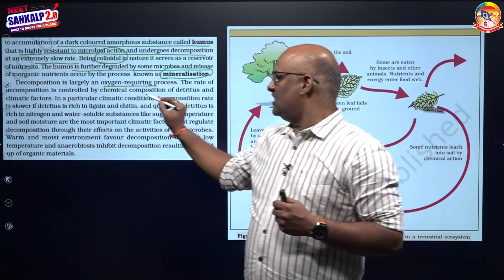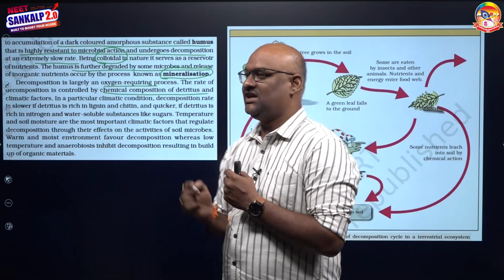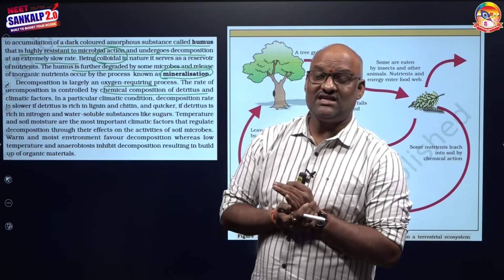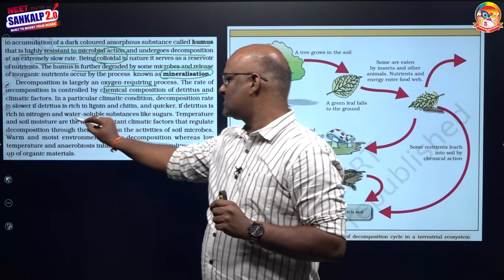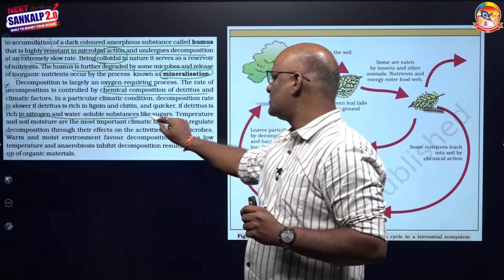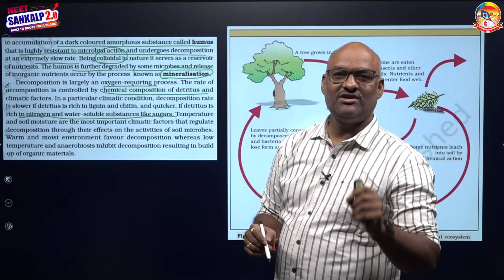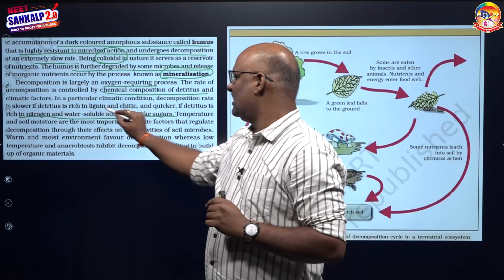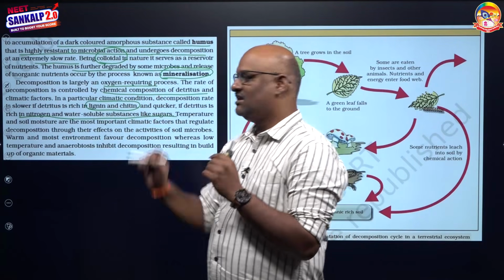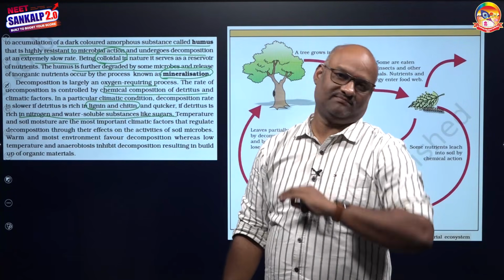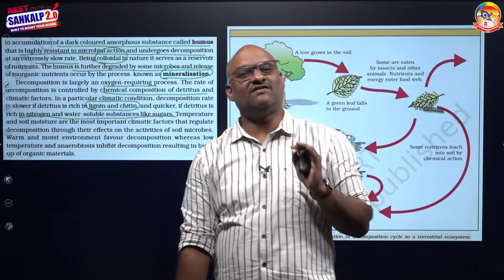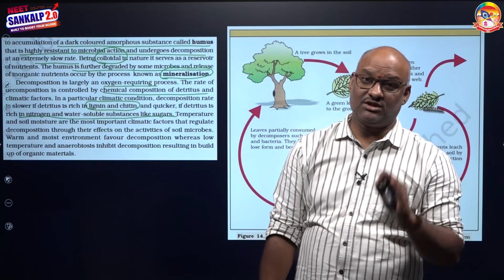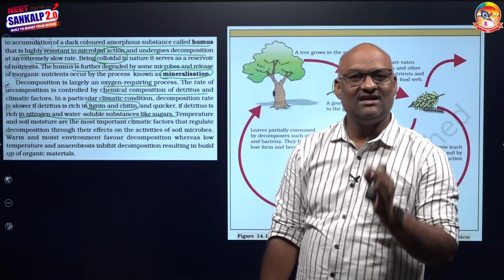And this decomposition depends upon the chemical composition of the detritus. If the detritus is rich in nitrogen and water soluble sugars, then the decomposition rate will be faster. If the detritus is rich in lignin and chitin, the decomposition rate will be slower. So decomposition occurs faster if the detritus is rich in nitrogen and water soluble sugars, and slower if the detritus is rich in lignin and chitin.